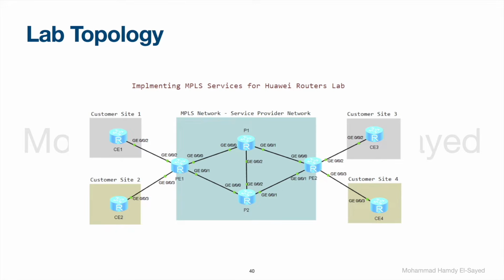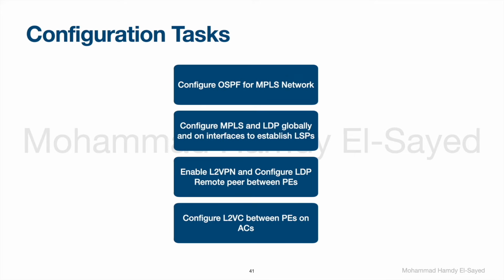In the lab topology, customer site 2 and customer site 4 are connected to PE1 and PE2. PE1 and PE2 will provide and configure Layer 2 VPN service for them. There are 4 tasks to be finished in this lab.